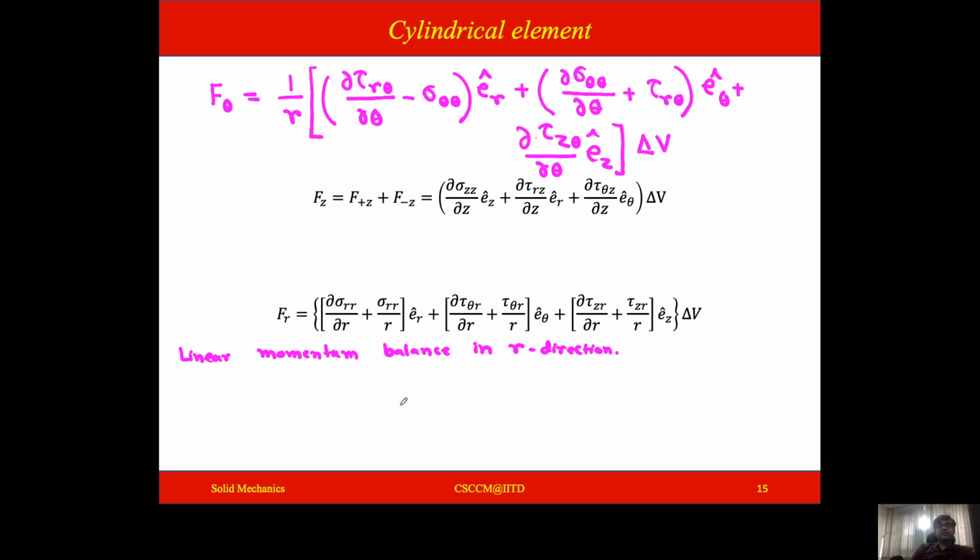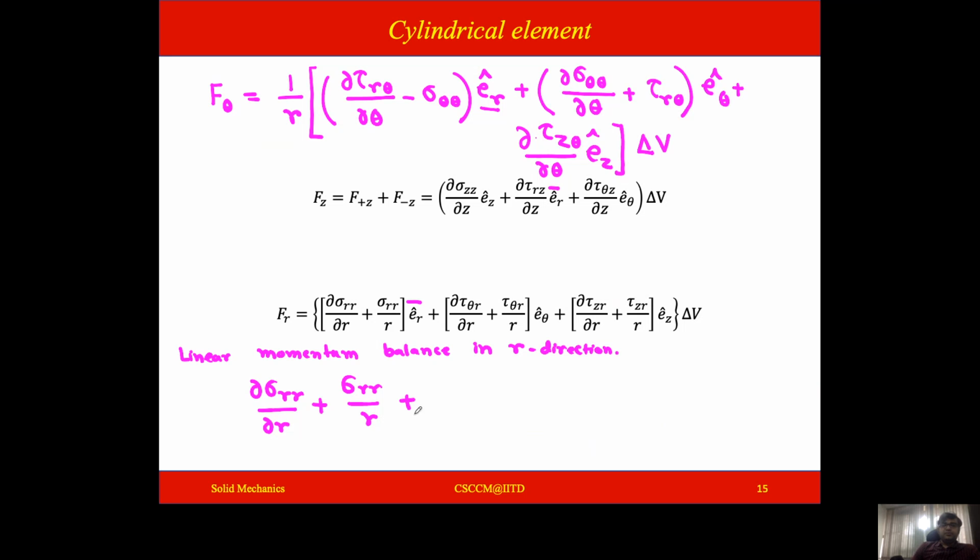So what are the forces that are acting in the r direction now? Anything that is er hat in the expression is acting in the r direction. So those are the forces. So let us start from this one. So from the FR, we have delta sigma RR delta R plus sigma RR by R. This is coming from FR.